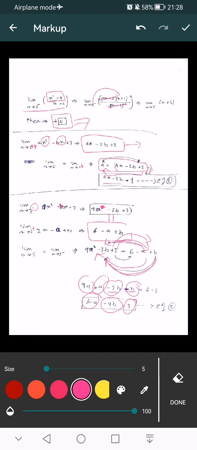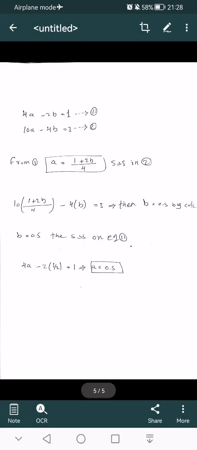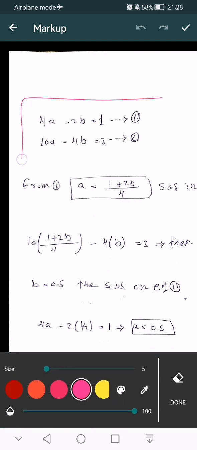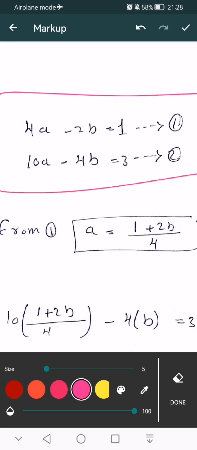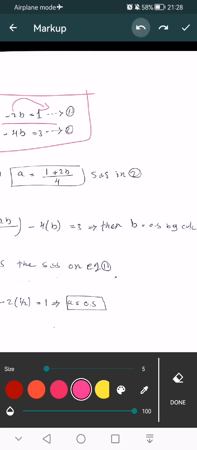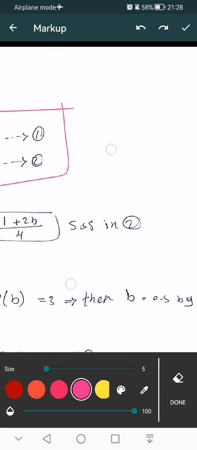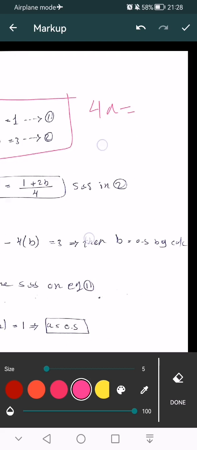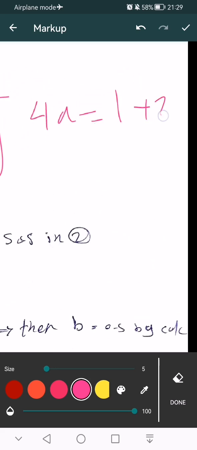Now I have the first equation and the second equation, and I put them together. From the first, I can find a or b anywhere. Let's say I transform this and keep a alone on one side: I move this and divide the whole equation by 4. It becomes 4a is equal to 1 plus 2b.